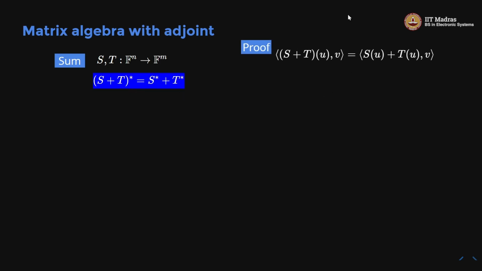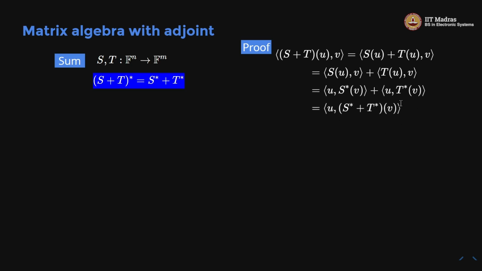The proof uses the defining property over and over again, and I'm not going to emphasize this too much. (S plus T) of u, v is S of u plus T of u, and then S of u comma v, T of u comma v, and then S star goes to the other side. You combine it, you get that. So you see that for S plus T, it has to be S star plus T star. It's just the same defining property manipulated and used over and over again.